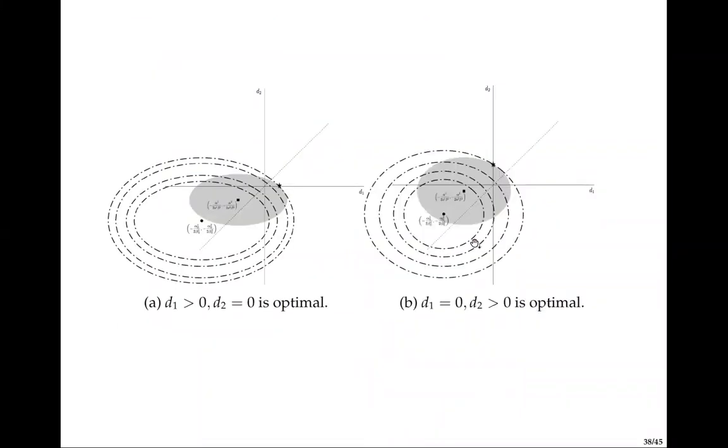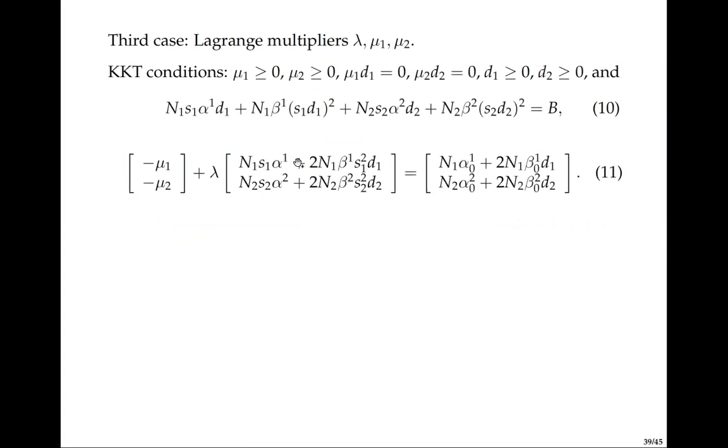So for that case, let's actually move on to this third case. And here I'm going to use Lagrange multipliers lambda, mu1, mu2 corresponding to the inequality constraint, and then the dose non-negativity constraints, mu1 and mu2. Those are the Lagrange multipliers for that. I can write the KKT conditions.